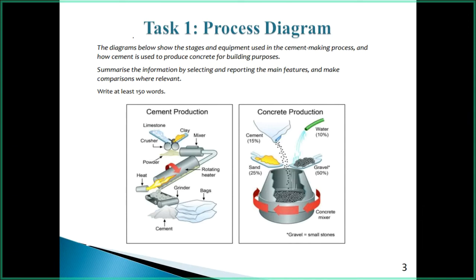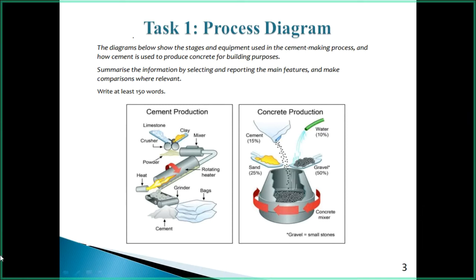The next thing we need to do is to write the summary. In the summary, we will write two sentences, one sentence for cement production and one sentence for concrete production. So we need to write the overall view of the provided figure.